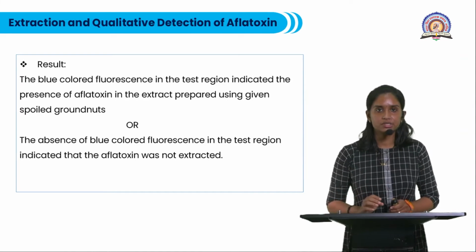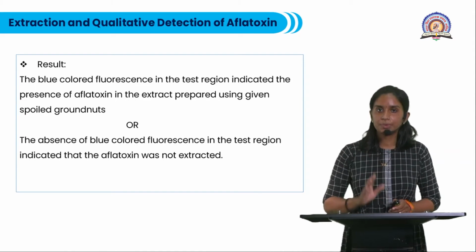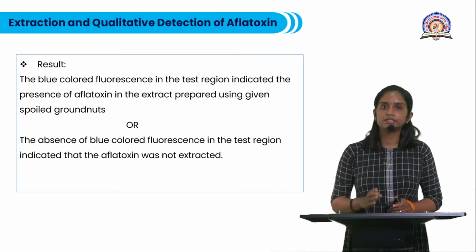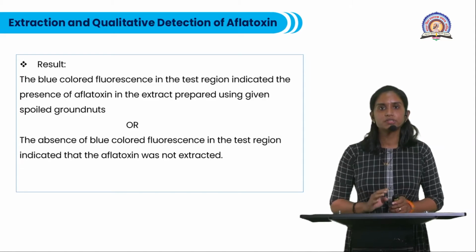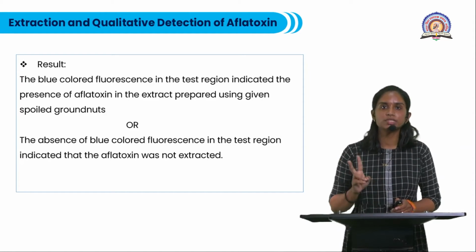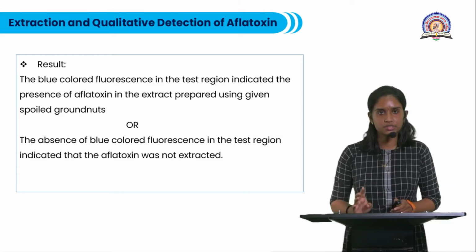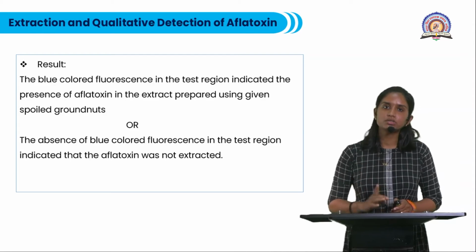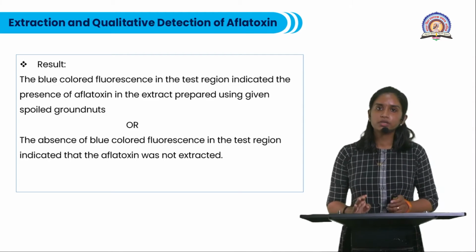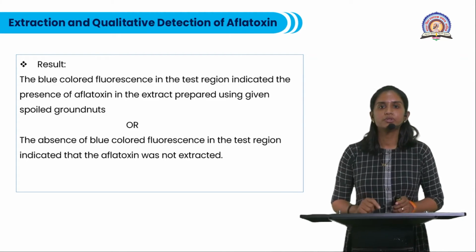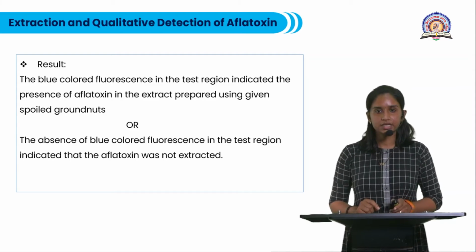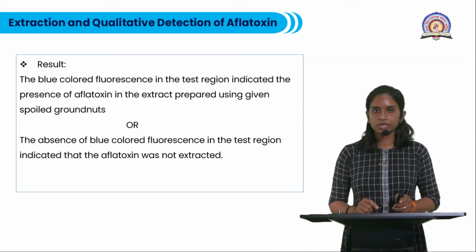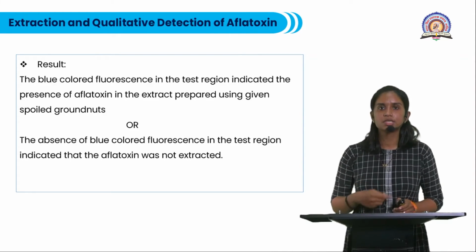How will you interpret your result? If fluorescence is present, that indicates that aflatoxin is present in the given food sample and it is extracted properly. If fluorescence is not present, that means in both the circles you are not getting any kind of fluorescence, then that means aflatoxin is not present in the sample, or it is not properly extracted. So you will interpret your result as: the blue color fluorescence in the test region indicated the presence of aflatoxin in the extract prepared using the given spoiled groundnuts. That means your extraction procedure is successful.